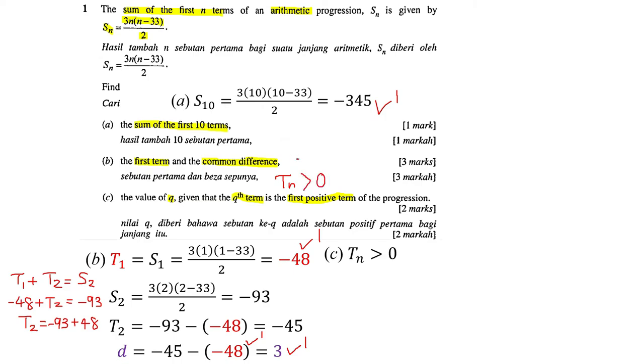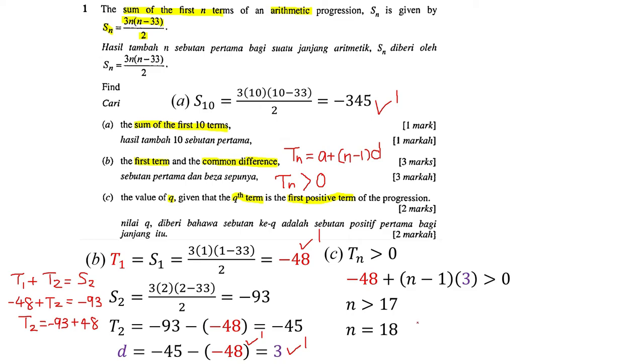From here, we must also know the formula for Tn is a plus n minus 1 d. Put in negative 48 plus n minus 1 times 3 is more than 0. So from here, we can solve it easily. We just expand and then move it to the other side. You're supposed to get n is more than 17. What is the n? 18. Yes, that is the nearest value which is more than 17, right? So with that, we know that our Q is 18. 1 mark is given when you apply the formula. 1 mark is given when you get the Q.